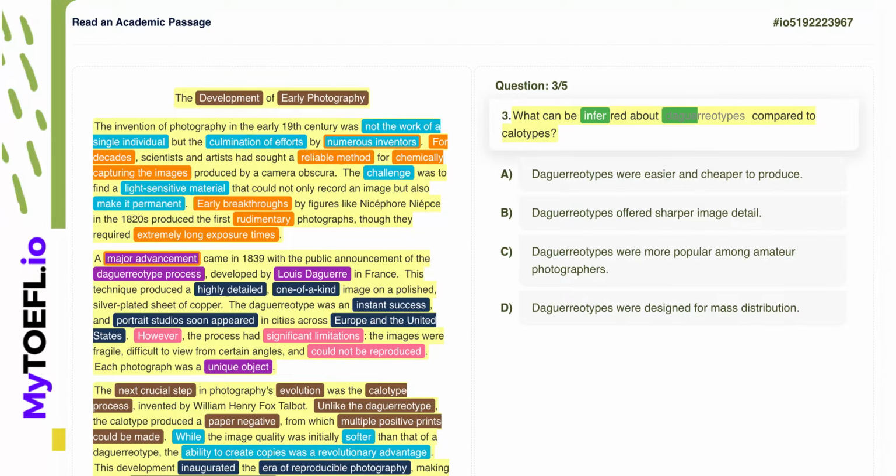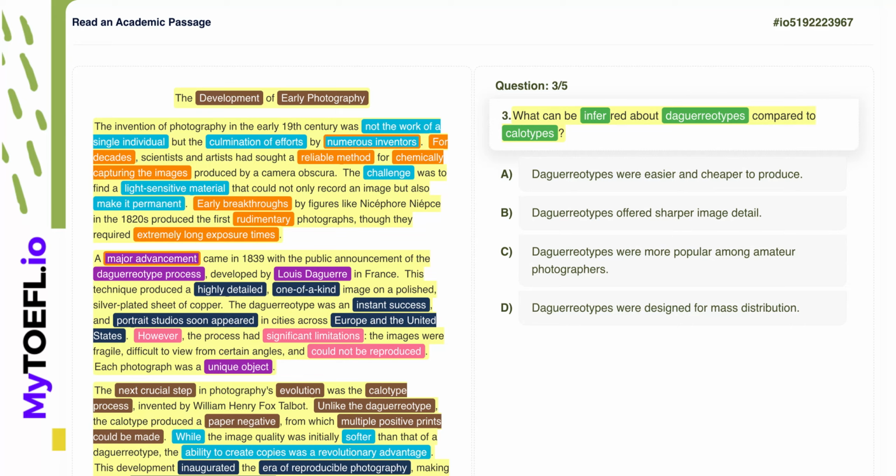We need to compare daguerreotypes and calotypes based on the information in paragraphs 2 and 3. The key is to find a direct comparison in the text. I remember a sentence in paragraph 3 that directly compared their image quality. Let's focus on that.